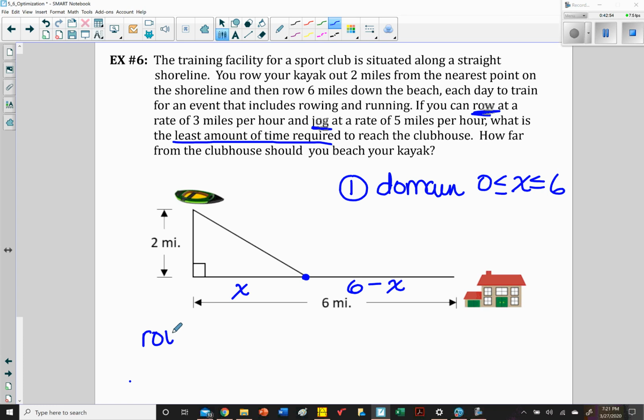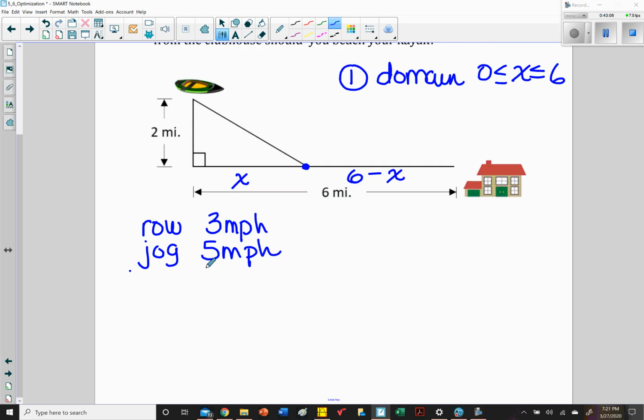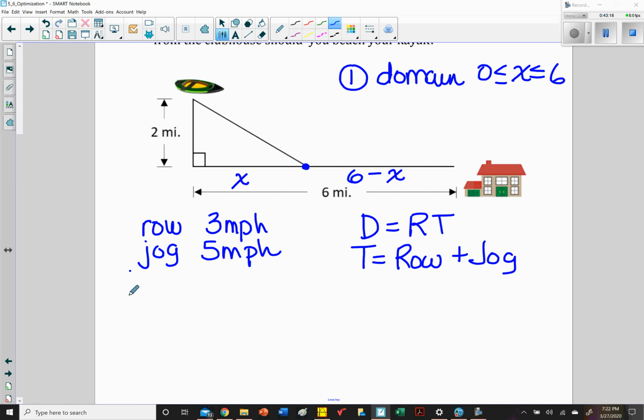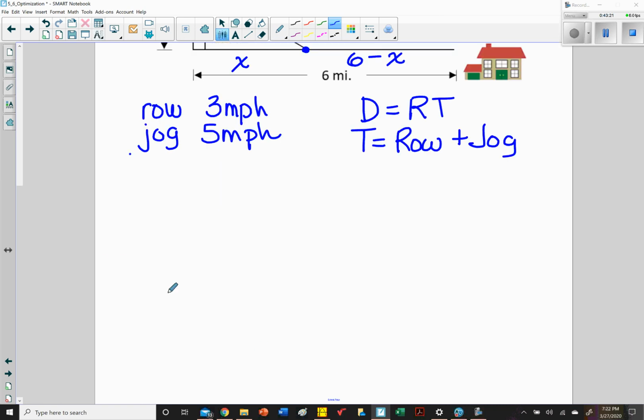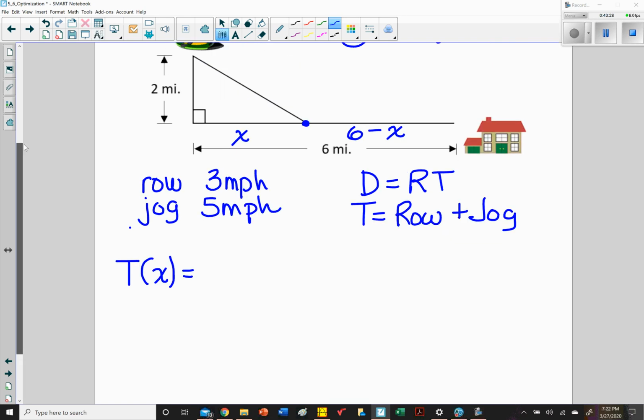What did they tell us? We can row at a rate of 3 miles per hour, and we're going to jog at a rate of 5 miles per hour. And our most famous formula, distance is rate times time. So the time is the row time plus the jog time. If we figure those things out, we have it done. Okay? So the total time in terms of X would be, let's look at the picture.